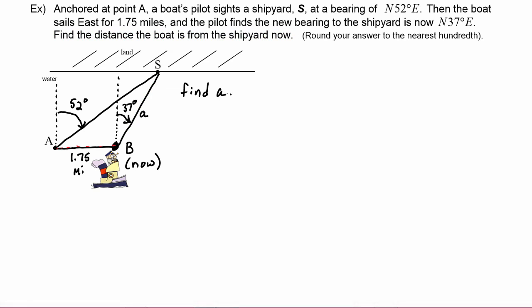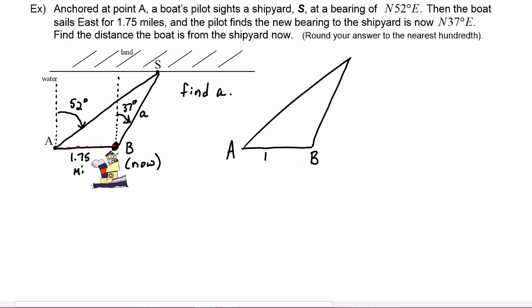Now we have a triangle here, and sometimes it's difficult to see inside the triangle when you have these other lines going on. So sometimes what I'll do is I will draw a second picture off on the side where I just label in the information that I'm going to use. This is A, this is B. I know this is 1.75, and this is S. Now we need to find some angles in this triangle. So let's go back to our diagram here.